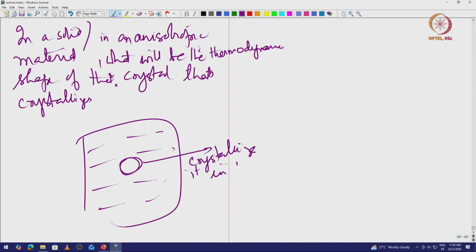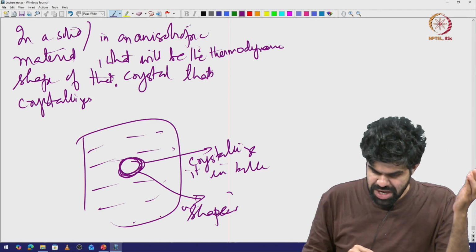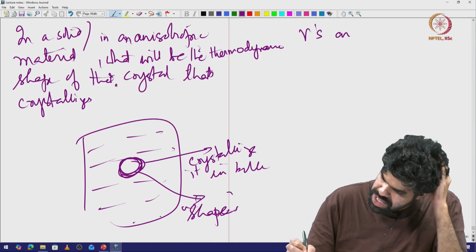Ideally crystallization happens at surfaces, that is called heterogeneous nucleation, but for the sake of argument I am saying that for some reason I am just going to crystallize this material in bulk. When I am crystallizing this material in bulk, all crystals have shapes, they are not spherical. If the surface energy is isotropic, then I get a spherical crystal, but surface energies for crystals are not isotropic. Gammas are anisotropic.